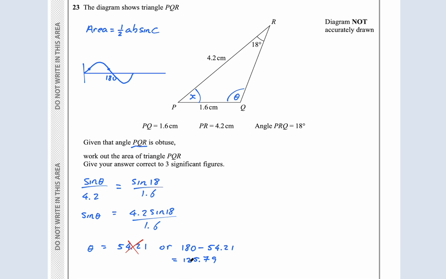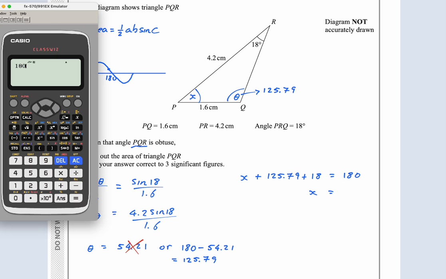So theta is, and I'm just going to put it here as well, 125.79. Okay, so that means x, because I'm still trying to find x, plus 125.79 plus 18 equals 180, which means x is going to be 180 minus these two things. So I'll do 180 minus 125.79 minus 18, and that gives me 36.21.